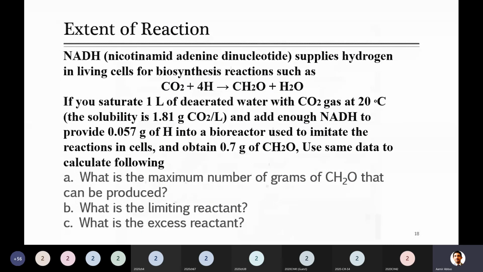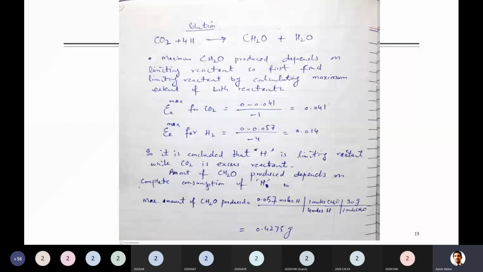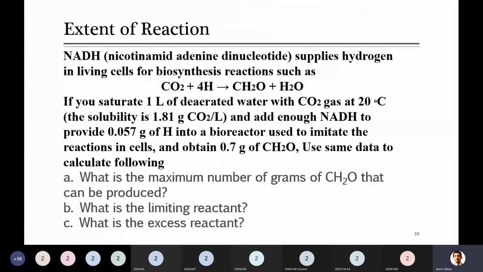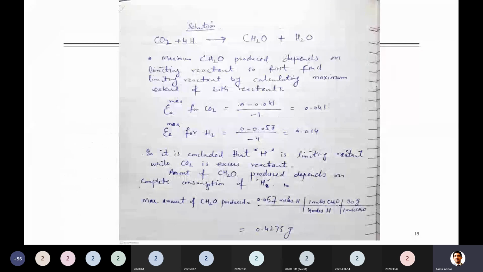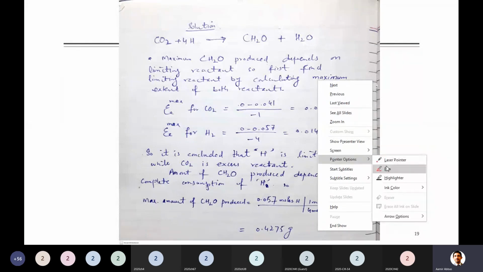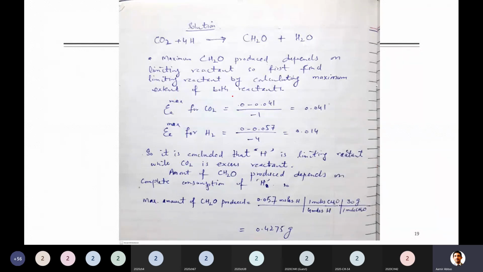So in order to solve that, first of all we have to find the limiting reactant. So how can you find the limiting reactant? It's better to use here the formula of the maximum extent of the reaction. The maximum extent of the reaction is found by considering that any one reactant is totally consumed. So I have found here the maximum extent for both of these. For the maximum extent of CO2, you need the number of moles at the end of the reactor, that is considered here as completely consumed, so 0, minus its initial moles.